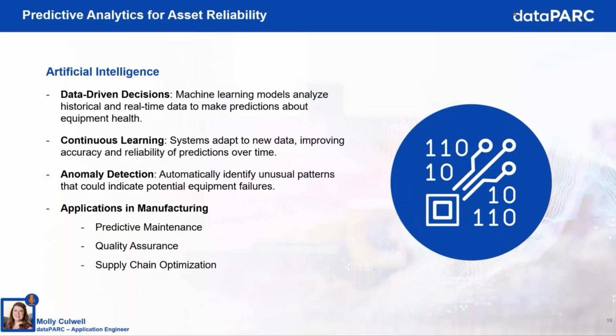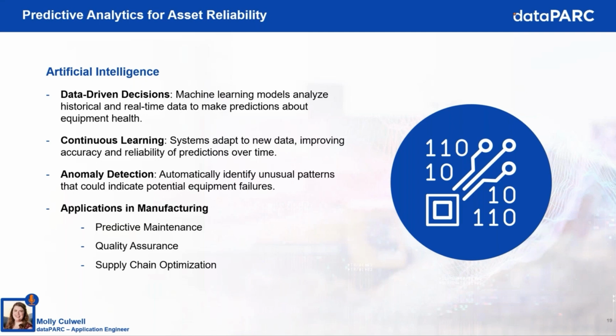Some key features of AI include its use of data-driven decisions. It's using machine learning models to analyze historical and real-time data to make these predictions about equipment health based on the models that it's making. And the fact that it's using continuous learning by getting new data all the time. So the system's going to adapt based on the data that it's getting, as well as anomaly detection. So it's automatically going to identify unusual patterns that could indicate potential equipment failures.